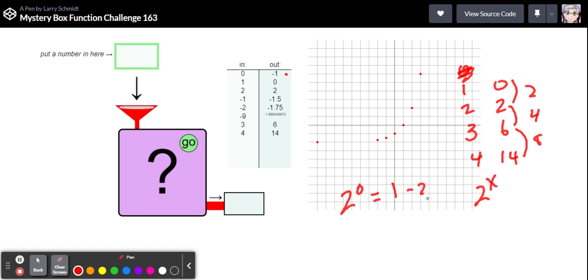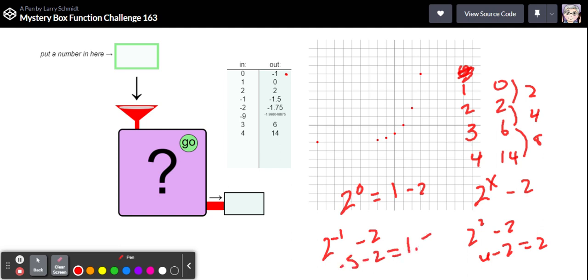So how would we get a -1 there? Well, we could subtract 2. So maybe this is 2 to the x minus 2. But let's check and see if that works with other points that we have on here. So let's put in a 2. So 2 to the second power minus 2, that would be 4 minus 2 equals 2. That's what we got. How about one of these negative numbers? So 2 to the -1 and minus 2. Well, 2 to the -1 is 1/2. I'm going to write that as 0.5. 0.5 minus 2 is, sorry, -1.5. And that's exactly what we got.